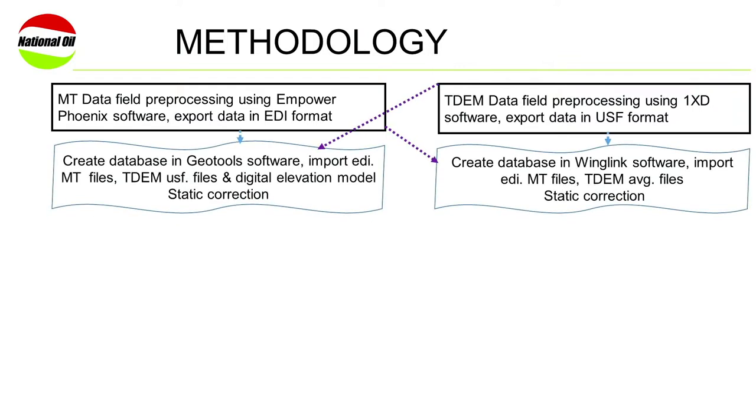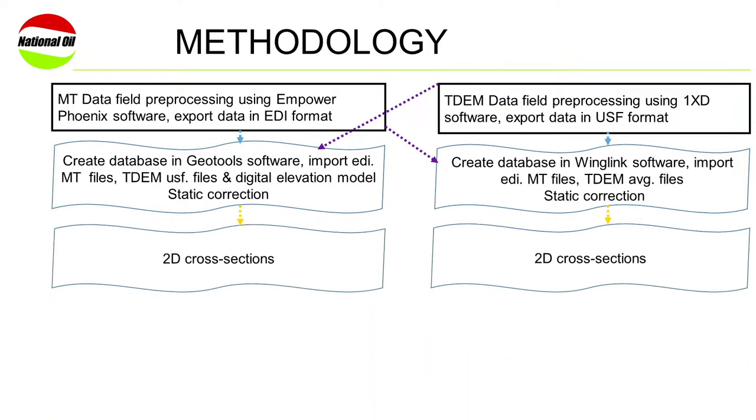Though we also have software that works on this now, because after you QC that data, for example, the MT data has to be gotten in an EDI format, and then the TDM data, you have to get it in whichever way, UCF, AVG, format like that. And then you process that data. Of course, you can get the 2D cross sections, both in the software we have. We have two software, the WingLink and the GeoTools that we've customized.